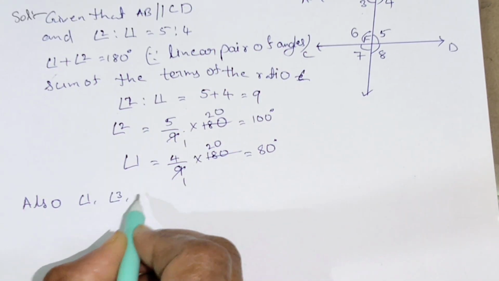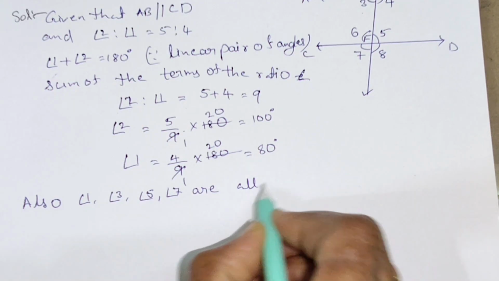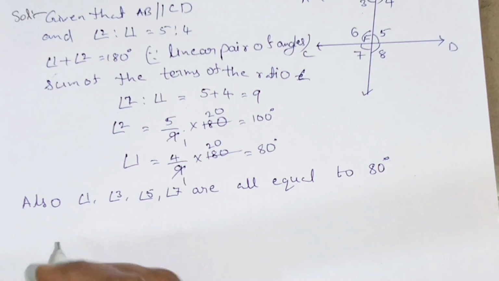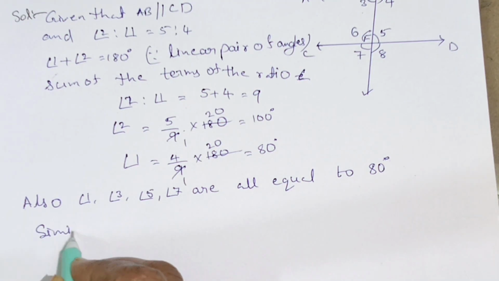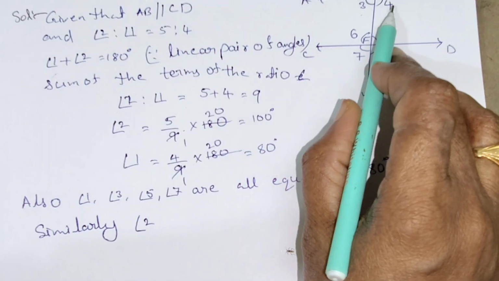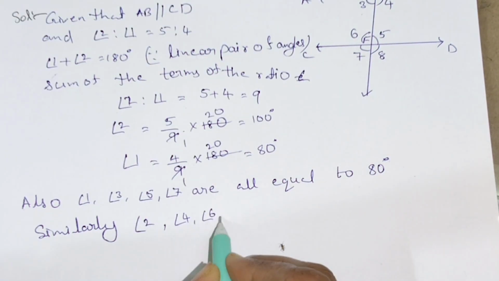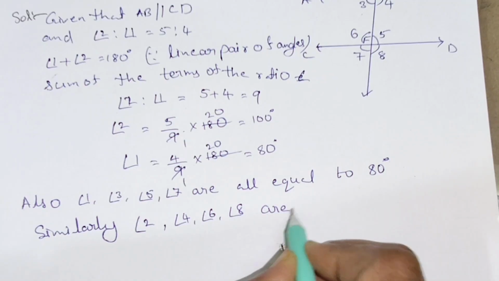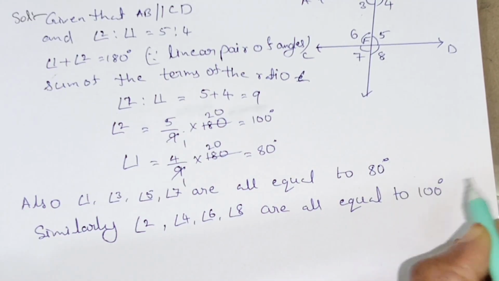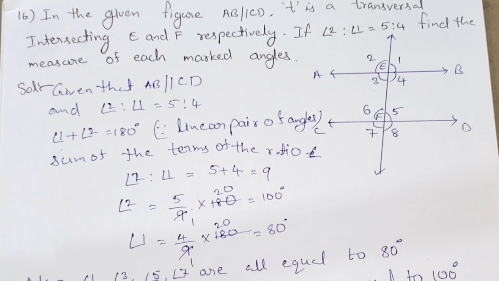Angle 1, angle 3, angle 5 and angle 7 are all equal to 80 degrees. Similarly, angle 2 equals 4, 4 equals 6, 6 equals 8. Angle 2, angle 4, angle 6 and angle 8 are all equal to 100 degrees. So this is the 16th question's answer.